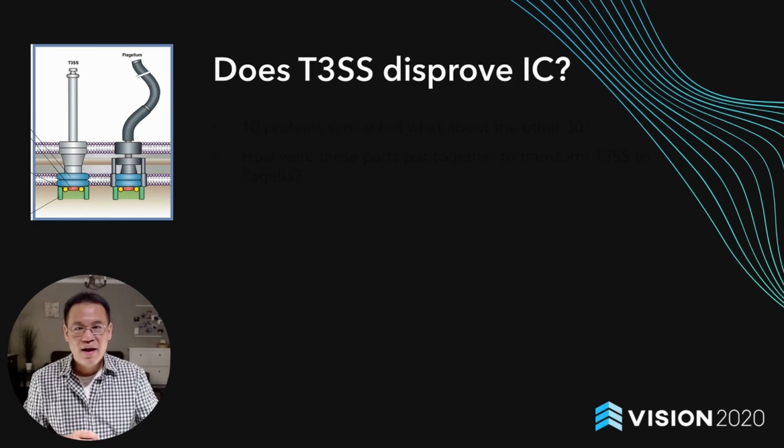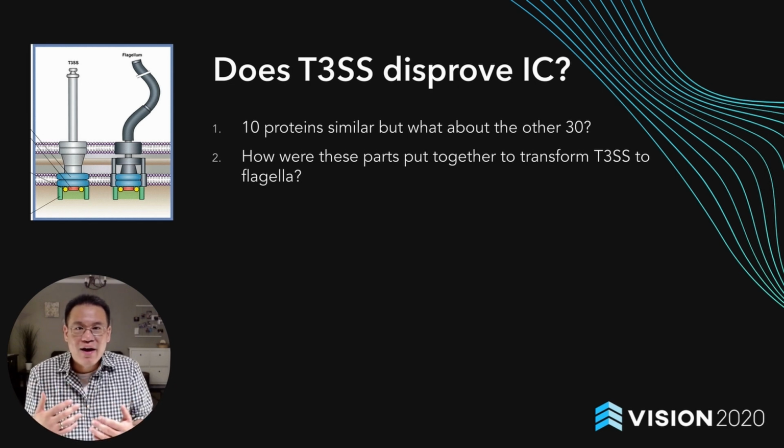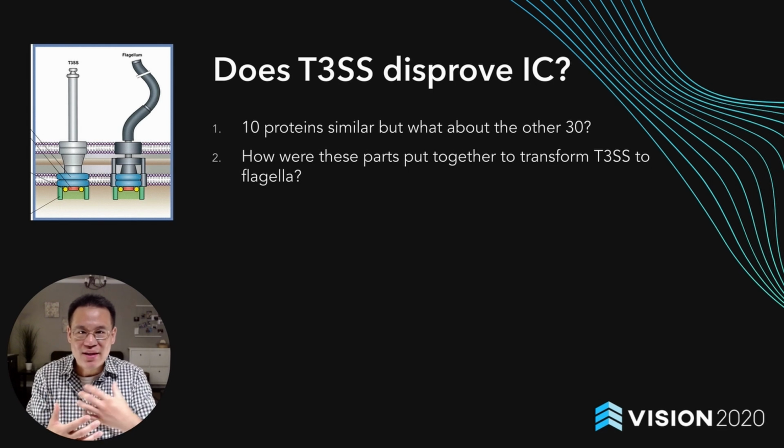Or is it? It's true that 10 of the proteins in the flagella are very similar to that of T3SS. What about the other 30 proteins that are there in the flagella to make it work? The question is, where are you going to borrow that from? And what kinds of function did they have before? More than this, how is it that these parts work together to transform the T3SS from its initial function of just secreting proteins to now this amazing molecular machine? Even if all the parts are put together in the same place, how do they get assembled in a way to make the flagella function?